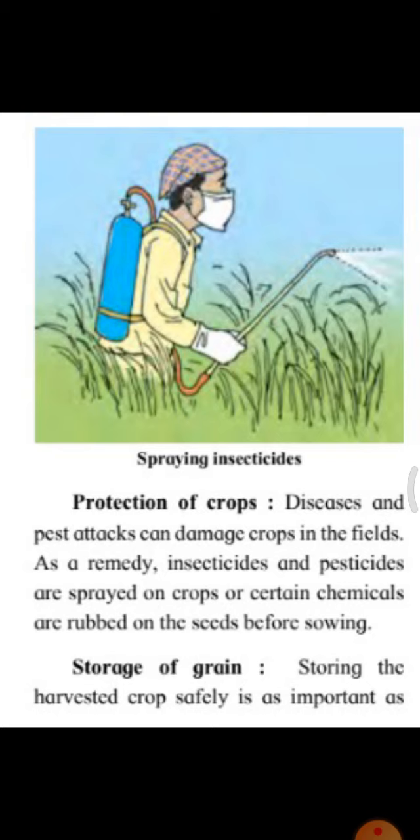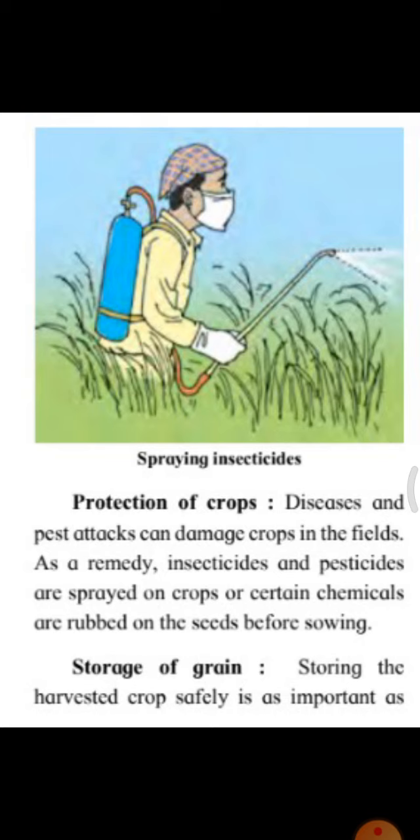Then we saw two methods of irrigation, that is drip irrigation and sprinkler irrigation. What is drip irrigation? The drip irrigation method makes use of pipes with holes. This ensures that the required amount of water drips only near the plants. Thus, full use is made of available water.